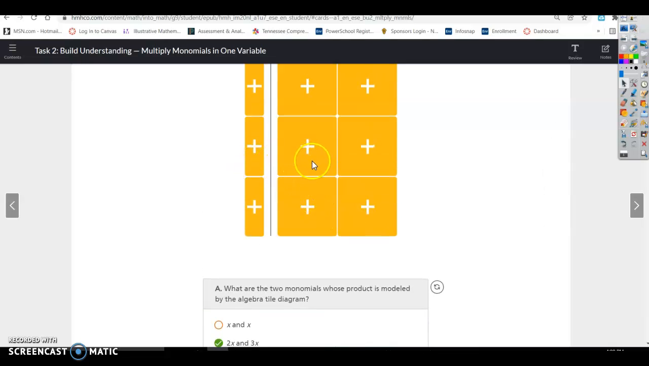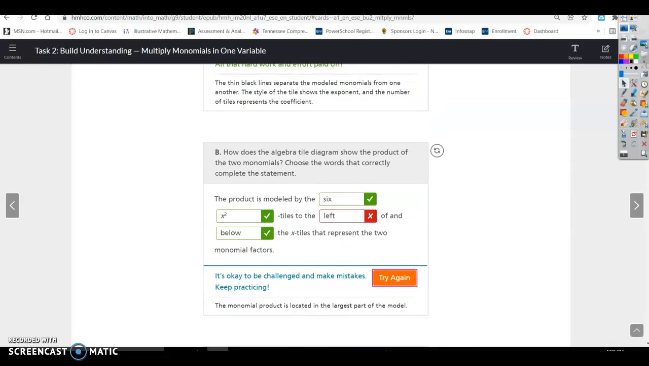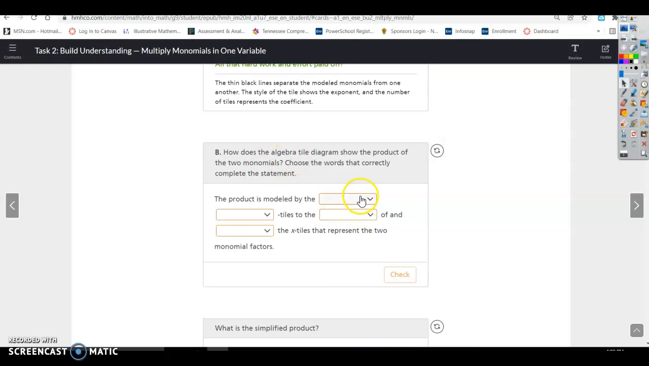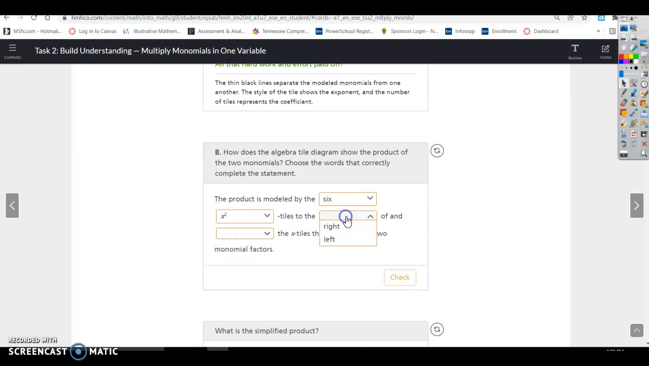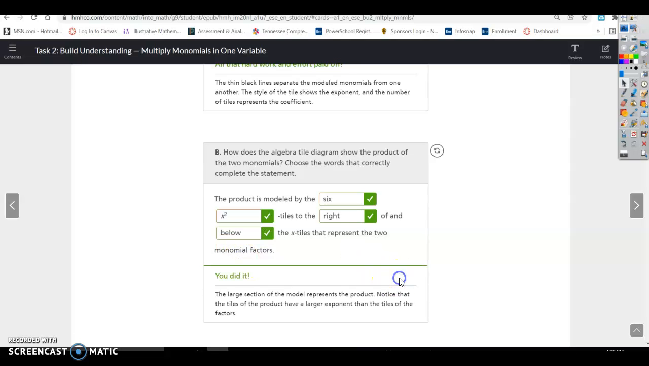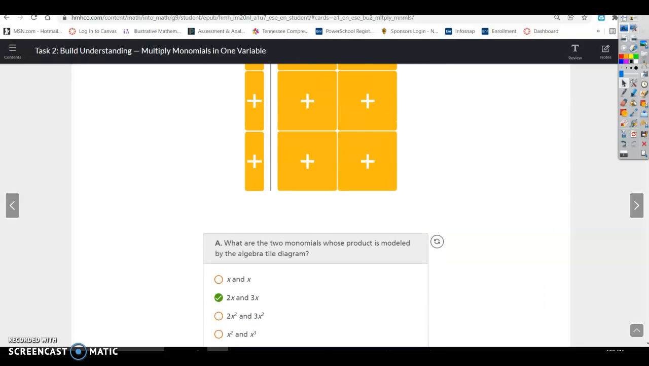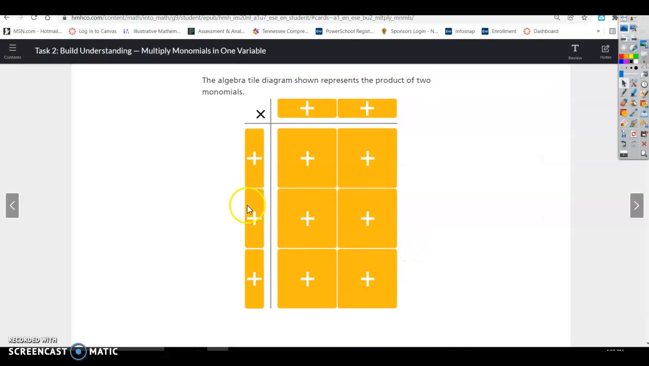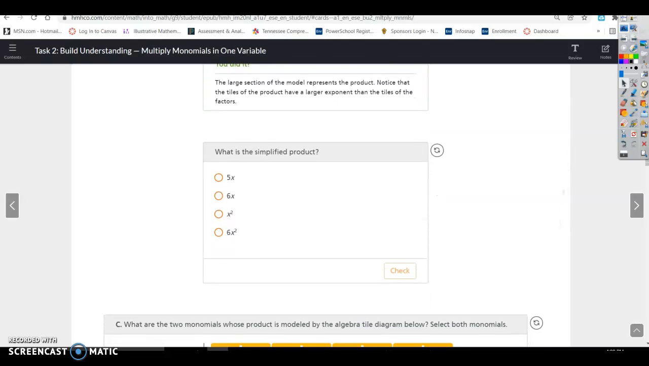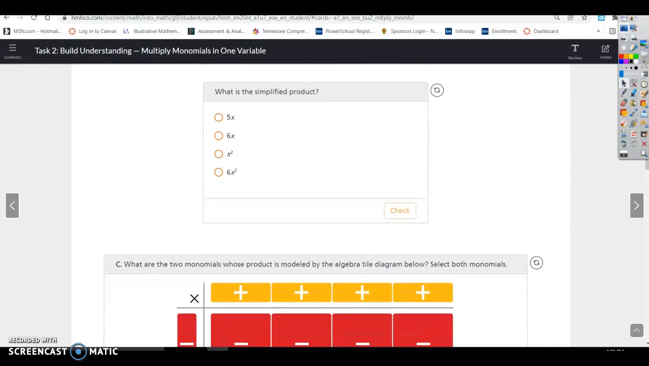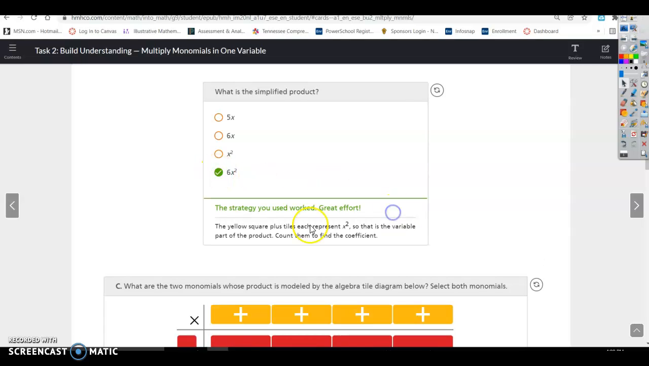Well, this is the left, this is the right, so this one should be the right side. So this is 6, got my left and right mixed up. So this is 6x squared to the right side and below. All right, so again, I pointed to the right spot, but I put the wrong answer here. So this is the left side and this is the right side. All right, so it says, what is the simplest product? So it'd be 6x squared.